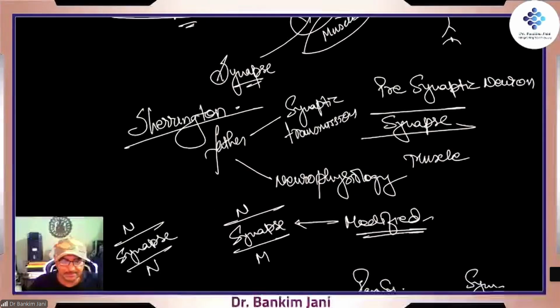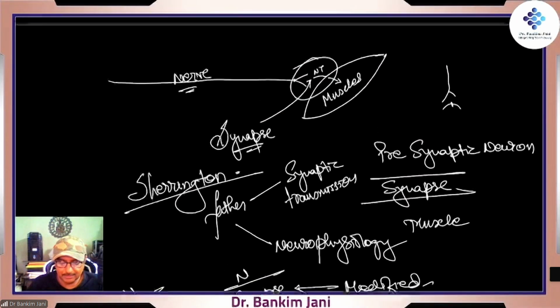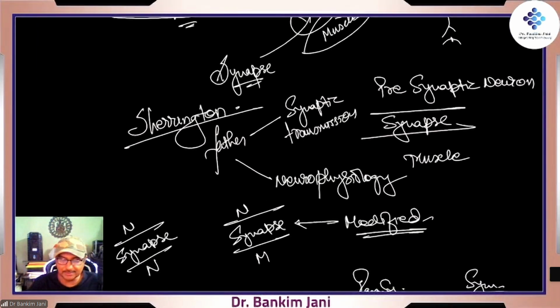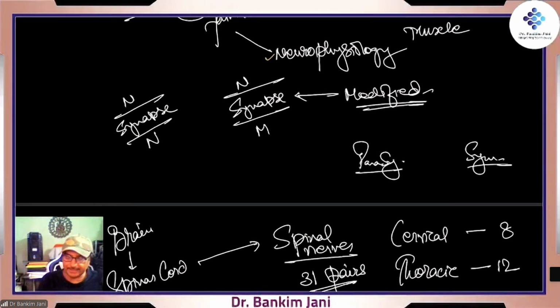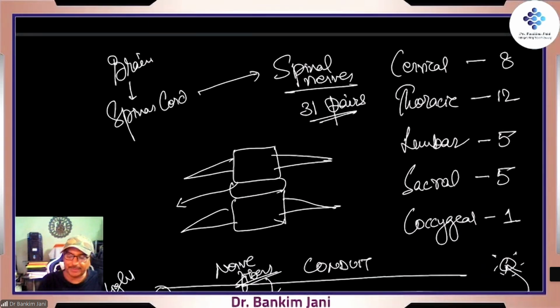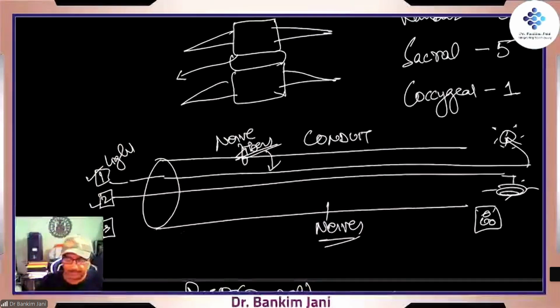All right. Here is the neuromuscular junction. This is Sherrington. Mr. Sherrington is considered the father of synaptic transmission and the father of neurophysiology. So these synapses, they are the modified synapses. Sympathetic, parasympathetic, we talked about spinal nerves, total 31 pairs, and 8, 12, 5, 5, 1 respectively for the cervical, thoracic, lumbar, sacral and the coccygeal.